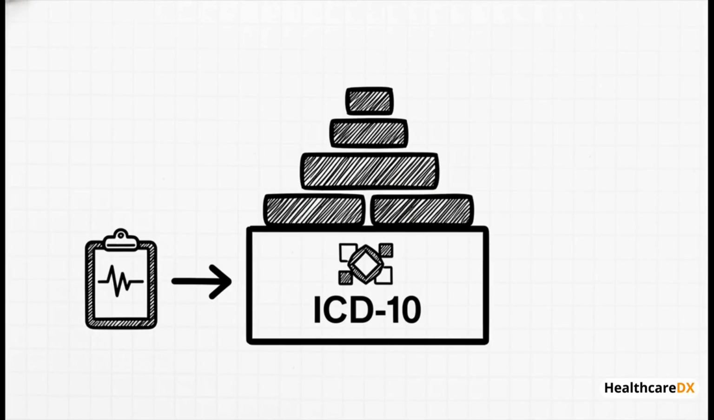And then, of course, you have the diagnosis codes, the ICD-10s. The primary diagnosis code is the foundation of the whole claim story. It answers that one critical question: why was all this care necessary in the first place? And that answer has to be backed up word for word by what's in the patient's chart.